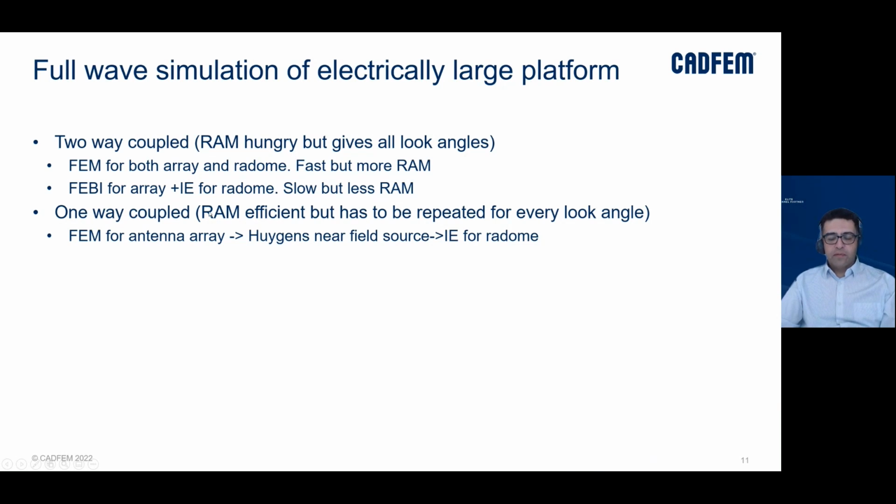Or you can do one-way coupled, which, as I said, has to be repeated for every look angle. If you don't have many look angles, that's fine. If you have many look angles, that is not really worth it. So you have FEM for the antenna array. You export the Huygens box, which is the near field source, and use this near field source to excite the radome in an integral equation fashion.